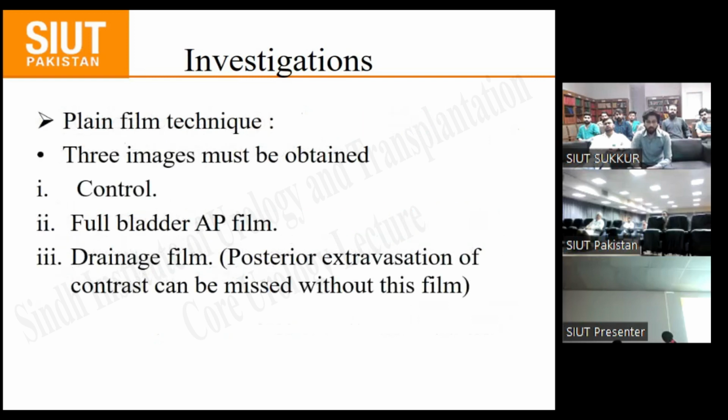In plain cystogram, there should be three images that must be obtained. First, we get a control image, then a full bladder image, anterior posterior, and a drainage film. A drainage film is necessary because posterior extravasation of contrast can be missed in just the filling film. So to see that, we have to have a drainage film.